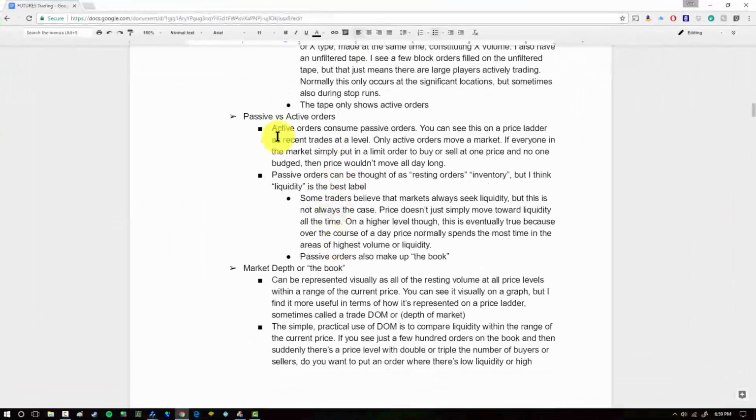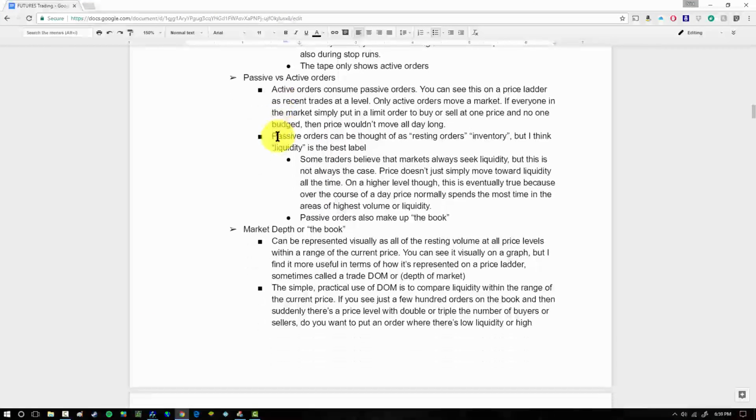So that should bring us to passive versus active orders. Active orders consume passive orders. That's not surprising there. If you had a lot of limit orders in the market and no one willing to budge, then you'd have no price movement. You can see this on the price ladder as recent trades at a level. Only active orders move a market, as I mentioned. If everyone in the market simply put a limit order to buy or sell at one price, no one would be budged. No one would move.